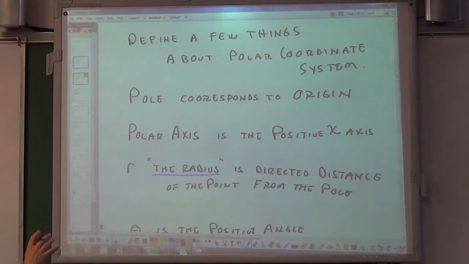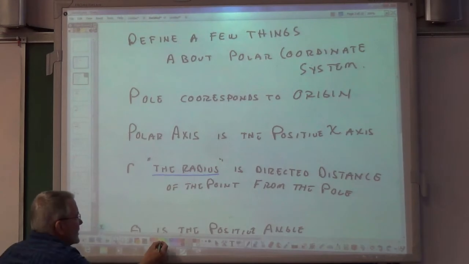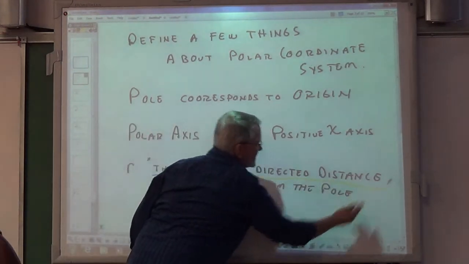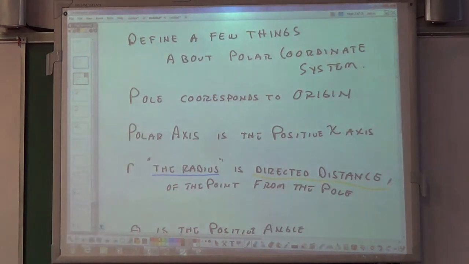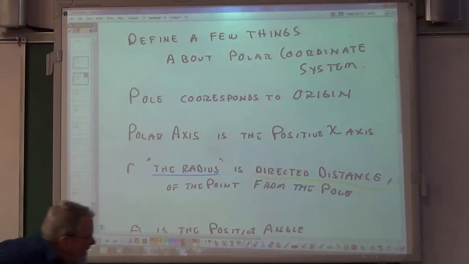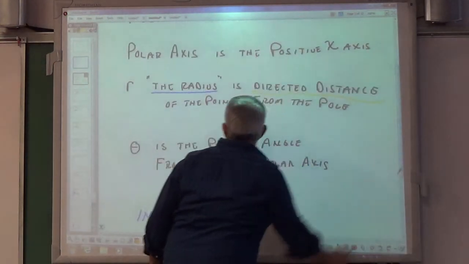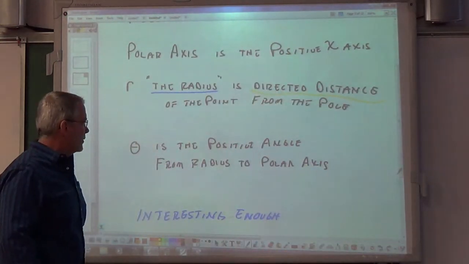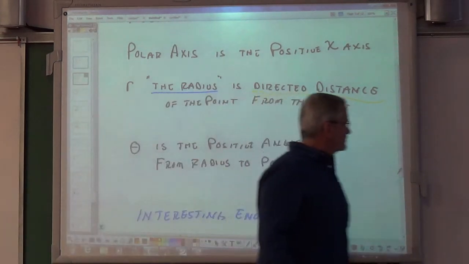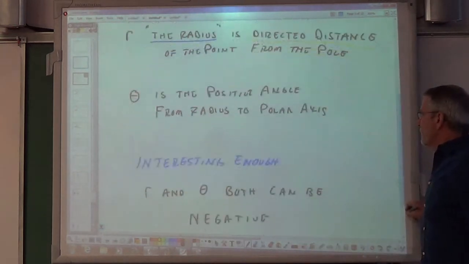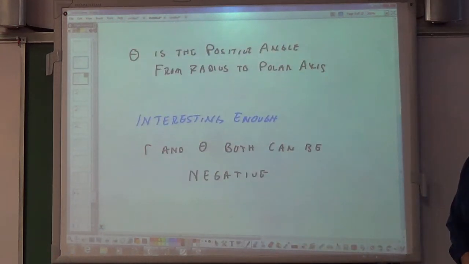r, sometimes known as the radius, no, all the time known as the radius, is the directed distance of the point from the pole. And this is going to be very important. Directed distance. What the heck does directed distance mean? We'll get to that in a moment. And then theta. Theta is the positive angle from the radius to the polar axis. And what is interesting about polar coordinates is that r and theta both can be negative.